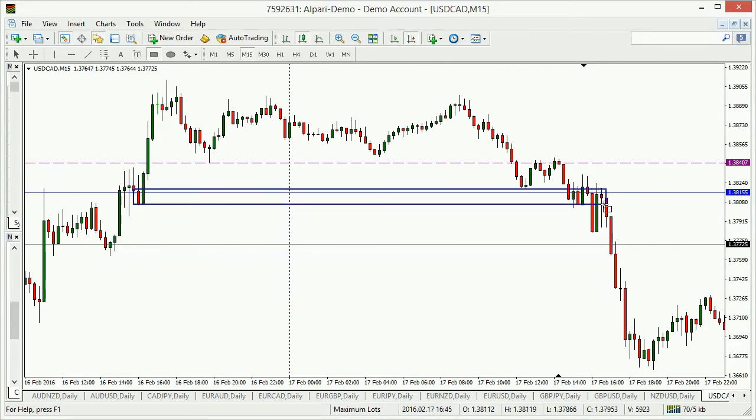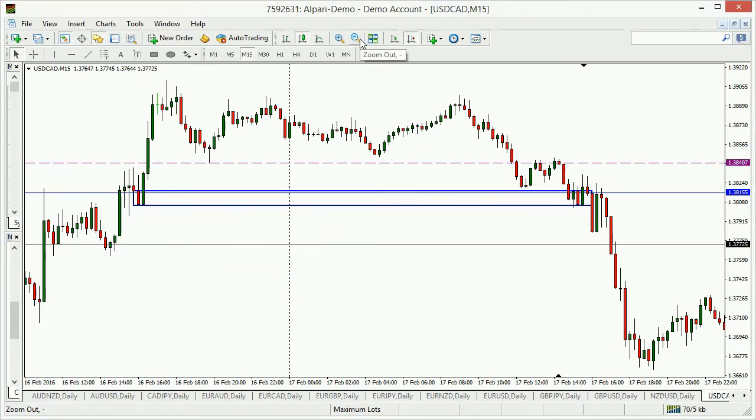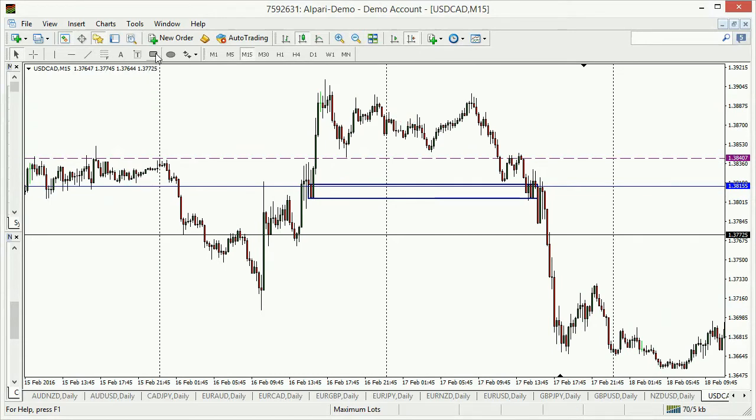So I marked that on. And so I wanted to see this engulfed before looking for shorts. And soon after, we saw price engulf that demand level. So price broke it. So to me, that demand level was no longer valid. Let me zoom out a bit so you can see a better picture.